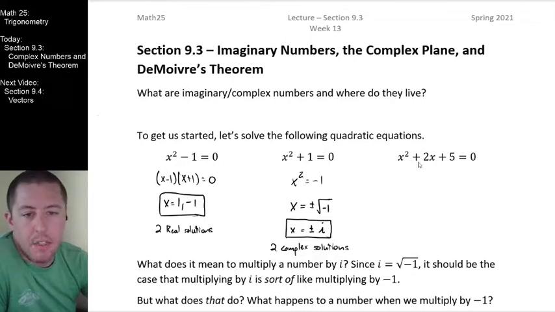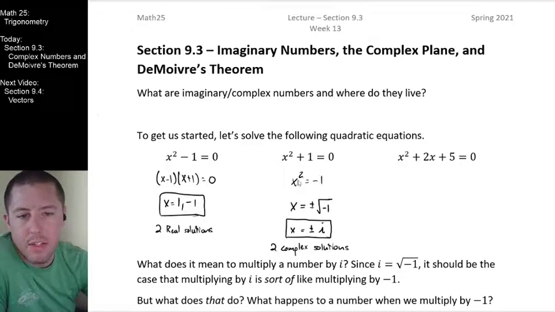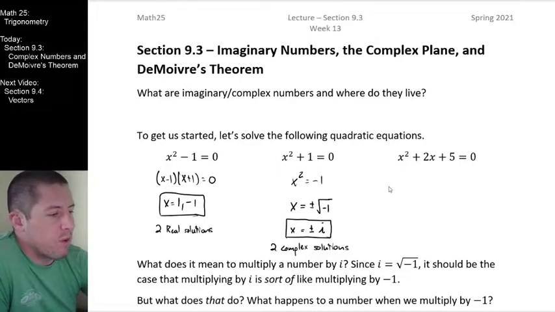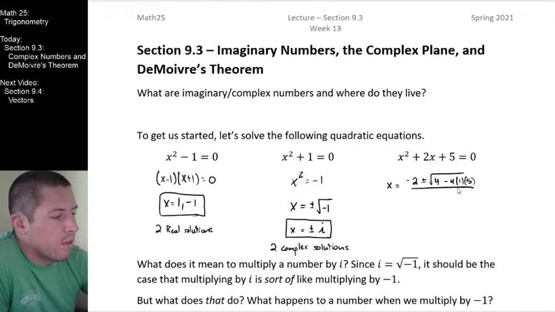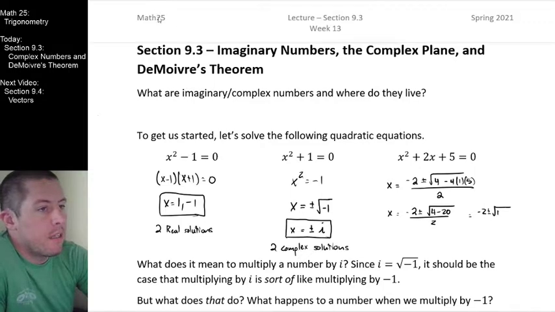Here's one more quadratic for us to solve. Looking at this, I can't factor this one, I don't think, and I can't solve this directly because there's more than one instance of x. So I think I can go to the quadratic formula. So x equals negative b plus or minus the square root of b squared minus 4ac all over 2a. So that's just going to be 2. Looks like I'm getting negative 2 plus or minus the square root of 4 minus 20 over 2, which is negative 2 plus or minus the square root of negative 16 over 2.